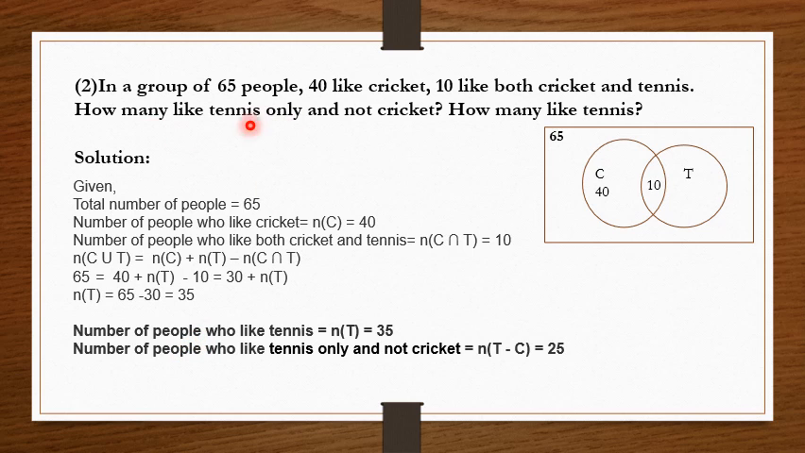Now what is the remaining? The number of people who like tennis only and not cricket, that is n(T − C). Tennis only and not cricket means T minus the intersection of C and T, or T − C. The total n(T) is 35 and this intersection is 10. So 35 minus 10, we get 25. So the number of people who like tennis only and not cricket is 25.